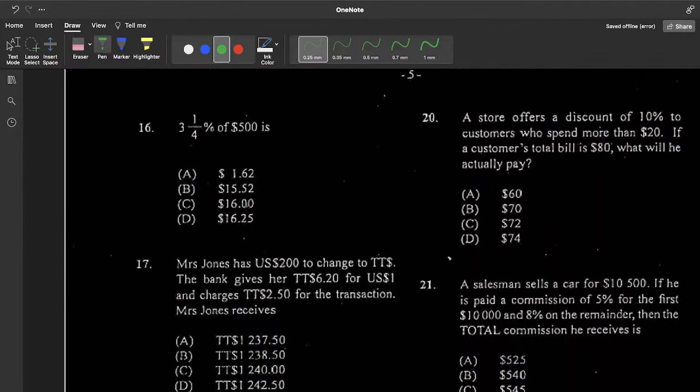So this question says 3/4% of 500. Now, if I'm calculating this, what I can do is I can go 3/4, just put it as a whole for now, and just put that over 100, and then multiply that by 500. This should help to make things a little simpler, especially since we can't use a calculator.